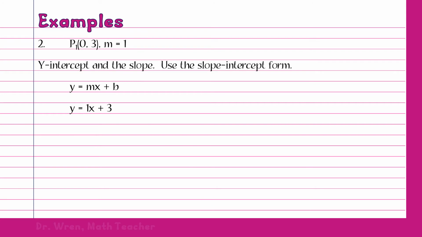In example 2, we have the slope and a point, but the point is the y-intercept because the x value is 0. In this case, we will use the slope-intercept form. Substitute the values for m and b to get a final equation of y equals 1x plus 3.